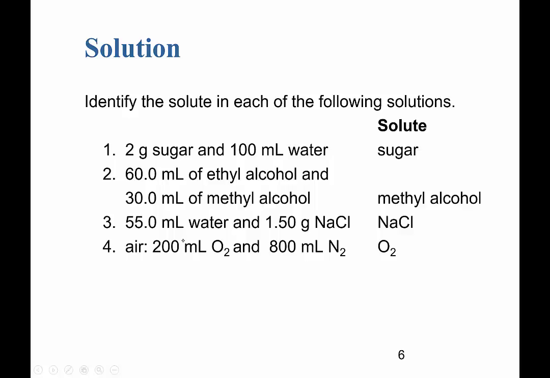All right, so in number 3, I have 50 milliliters of water and 1.5 grams of sodium chloride, so sodium chloride has to be my solute. And for air, I have 200 milliliters of oxygen and 800 milliliters of nitrogen, so the oxygen is the one in the smaller amount, so that would be my solute.